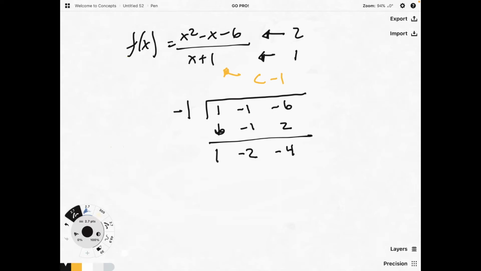Now, what we do is we can rewrite the polynomial, and we just need to write this with one less degree than our original polynomial. So in our original polynomial, we had that x squared, and so in this polynomial, we are going to be left with x, and then -2, and then we are left with that -4, which means we still need to divide that by the x plus 1.